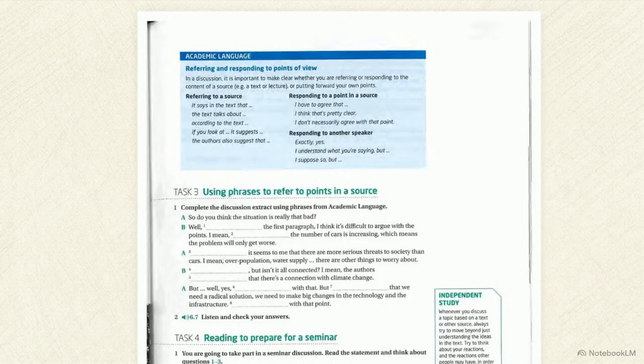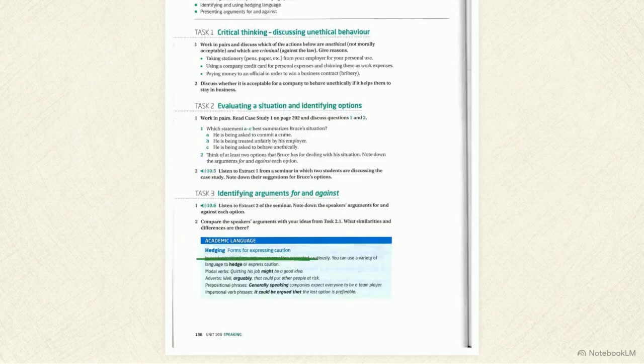Next, validate your peer's point. Add this to your sheet. "I understand what you're saying, but..." This shows you've listened before pivoting to your counterargument. The final step of the challenge is called hedging. This means using cautious language to soften the blow. In this table on expressing caution, write down the phrase, "It could be argued that."